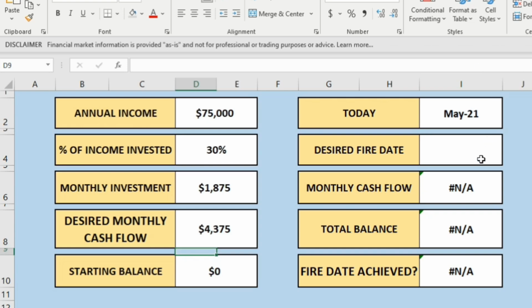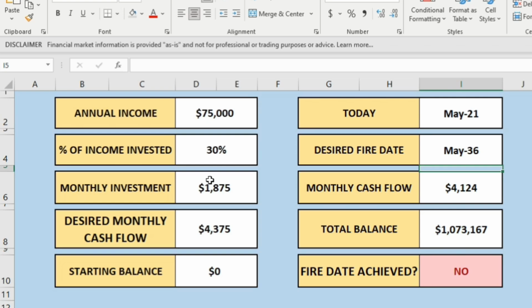So all we need to do is put in the desired FIRE date. When do we want to be financially independent and retire early? Let's go ahead and throw in there 15 years, May of 2036. So then the question becomes, based on these assumptions, did we become financially independent in that time frame? The answer is no. And the numbers though, we're pretty close.